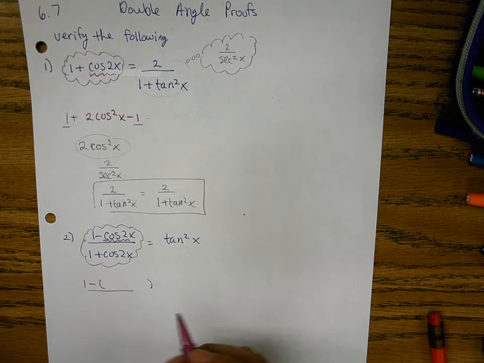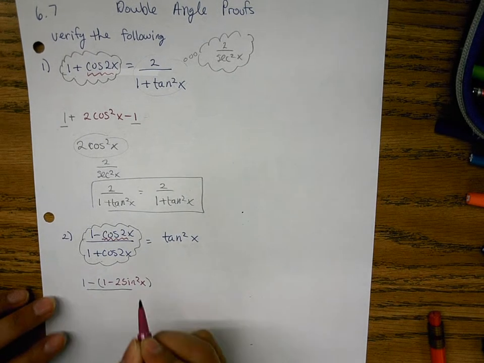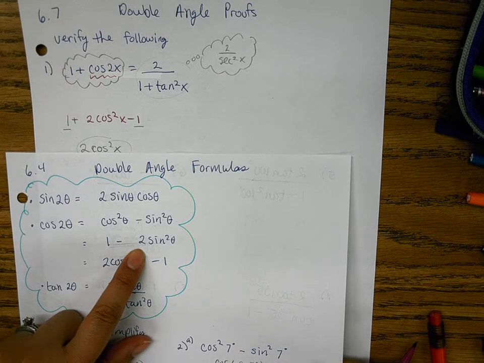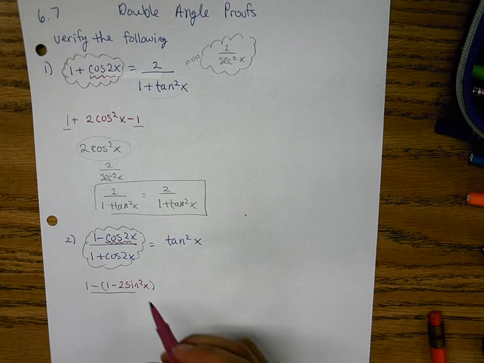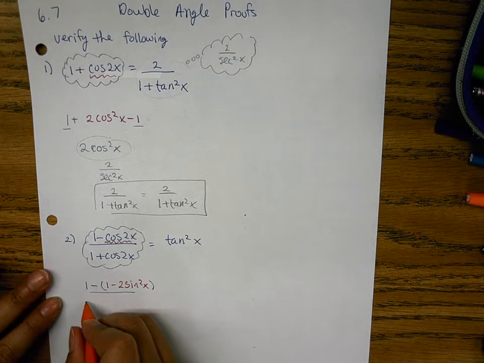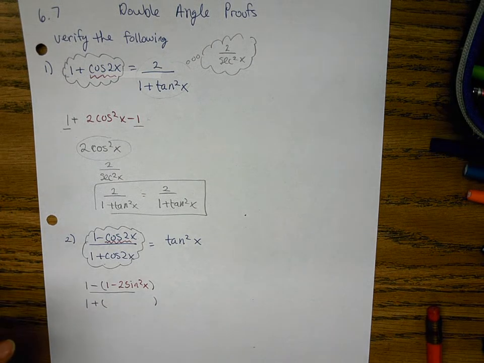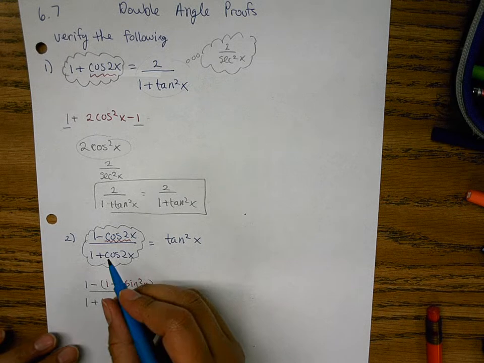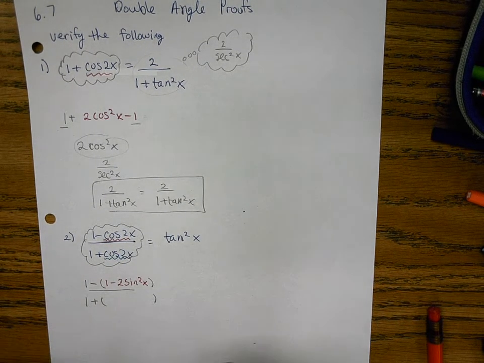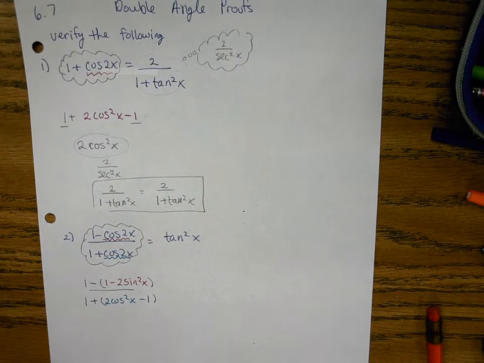Cosine 2x is going to change to 1 minus 2 sine squared x. I said earlier that was the one I wanted to use. Why this one? Because I'm going to try to end up with just sine in the numerator. And the denominator, 1 plus, I don't need parentheses, but I'm going to put them. 1 plus, and then I'm going to change the cosine 2x to the one that has only cosine. So that's 2 cosine squared x minus 1.